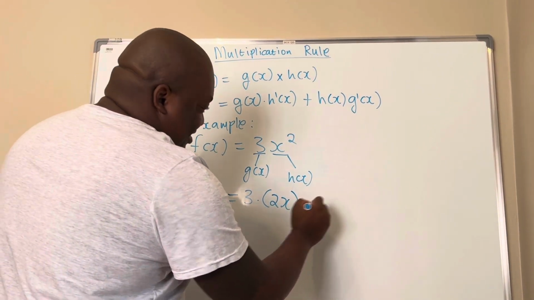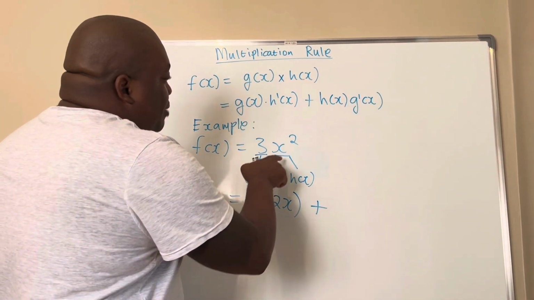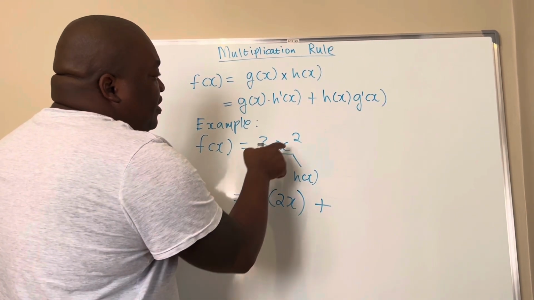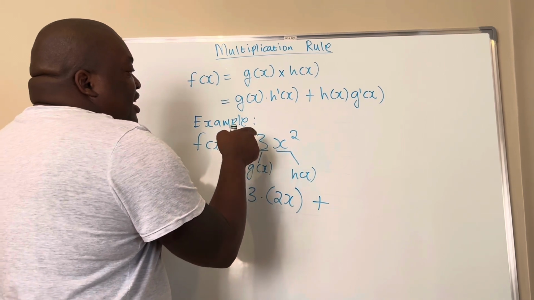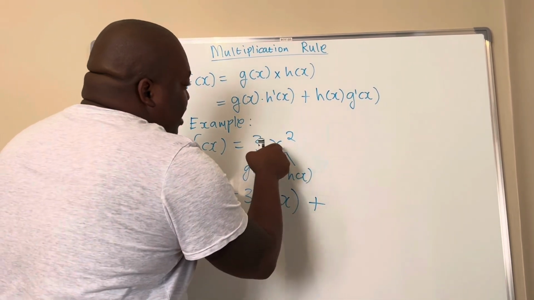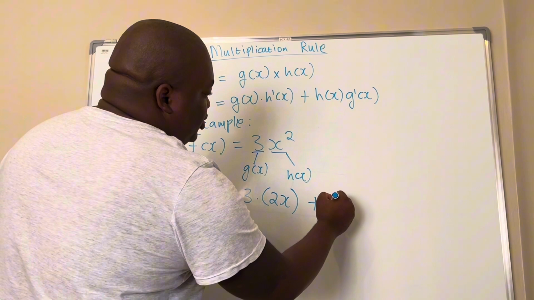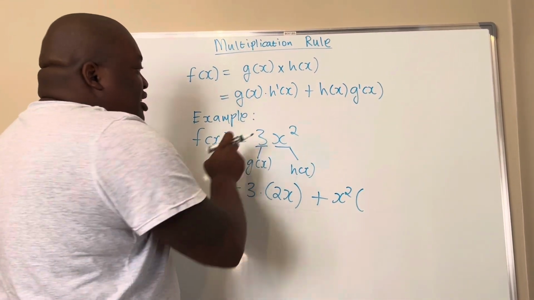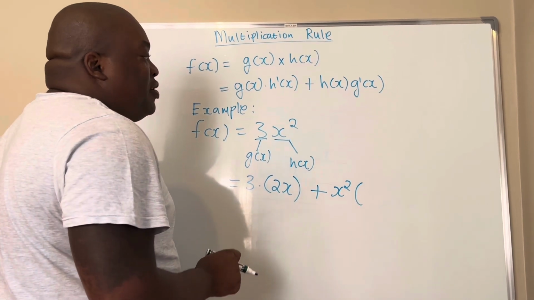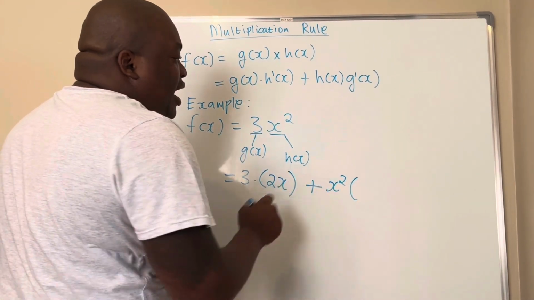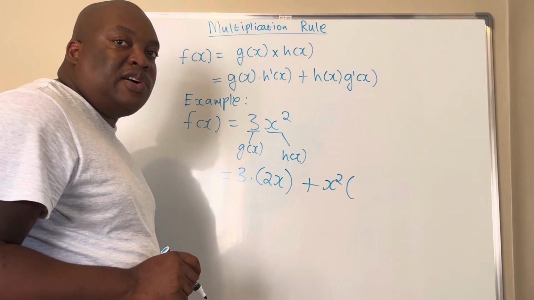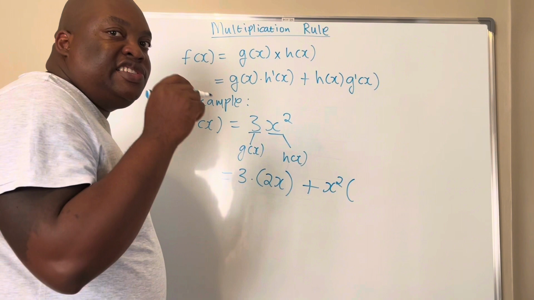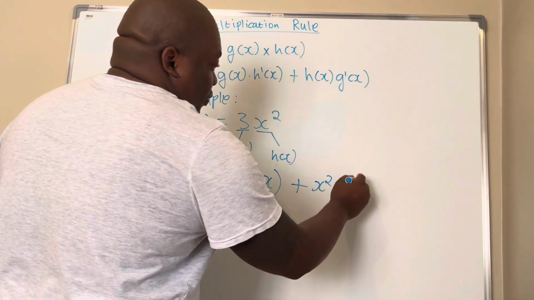Then we say plus. Now we come to the second function. Remember we're differentiating this one. Now we must differentiate 3. So it means we'll have h of x, which is x squared, multiplied by the derivative of 3, which is g prime of x. What is the derivative of a constant number? Any number which we are differentiating and it's constant, it's a 0.